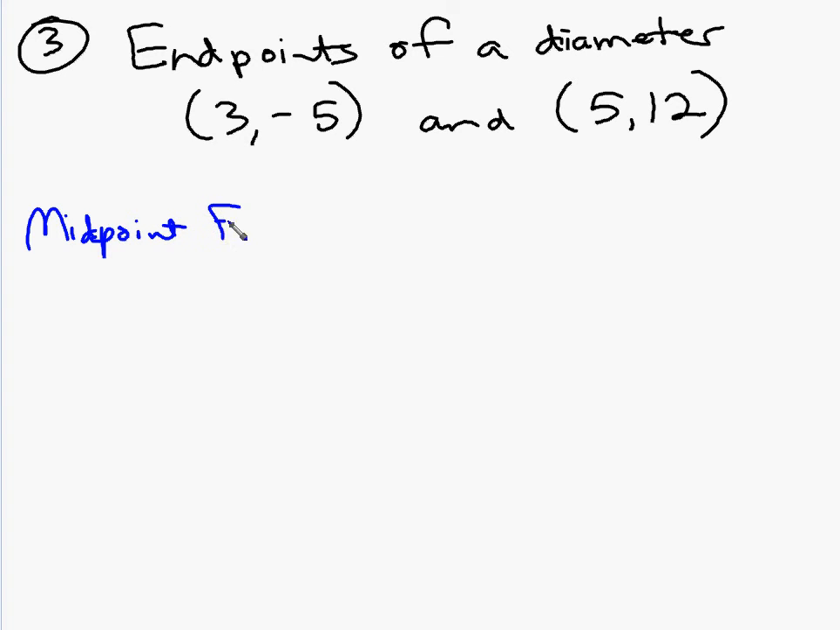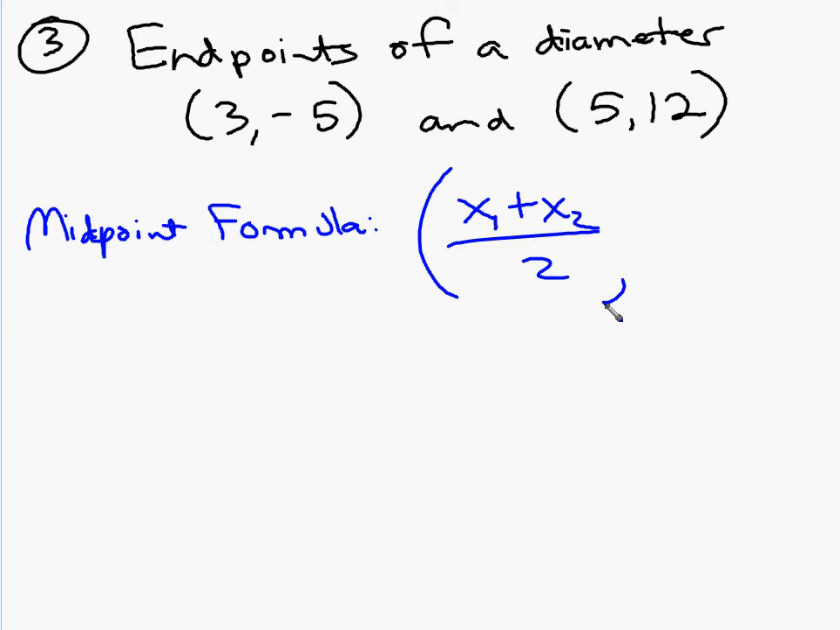The midpoint formula is x1 plus x2 over 2, y1 plus y2 over 2. It's basically just the average of each of the coordinates. Add the two together, divide by 2. Okay, there's your midpoint formula. And that will give me the center.